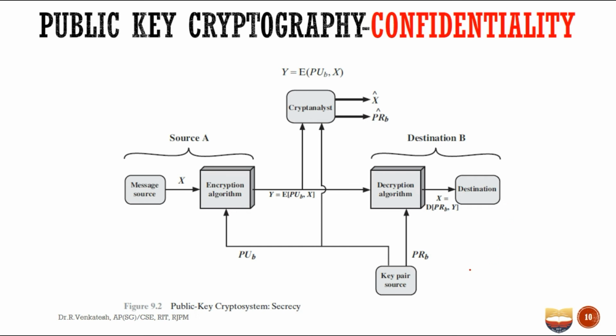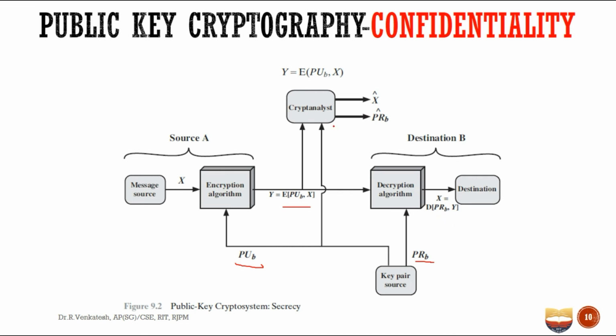The previous diagram conveys the same type of information. So this is the message source, known as X. The encryption algorithm will encrypt the data. For encryption we use the public key of the receiver, PUB, and we get the ciphertext. Then the decryption algorithm decrypts it. The inputs are the ciphertext and the private key of the receiver, and finally we get X as plain text.